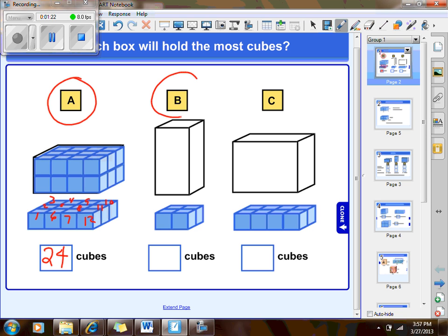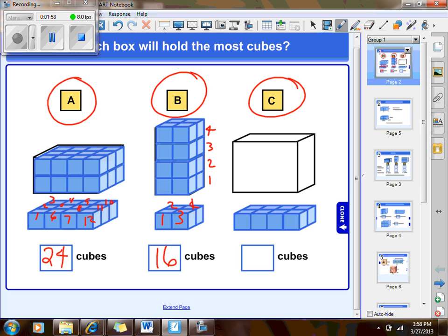In prism B, my block is 1, 2, 3, 4 cubes. So now I'm going to take those cubes and I'm going to fill prism B. It took me 1, 2, 3, and 4. So to fill prism B, it took 4 cubes times 4 layers of cubes for a total of 16 cubes.